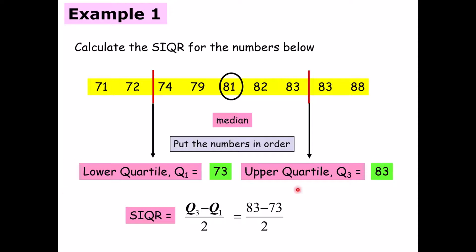So 83, take away 73 and divide it by 2 to give you 5. And that is your answer. So 5 is the semi-interquartile range. If you are ever being asked to just find the interquartile range, you're just not going to divide it by 2. So it would just be quartile 3, take away quartile 1, and that would be the interquartile range. But semi-interquartile range, you would divide it by 2. Let's look at a second example.